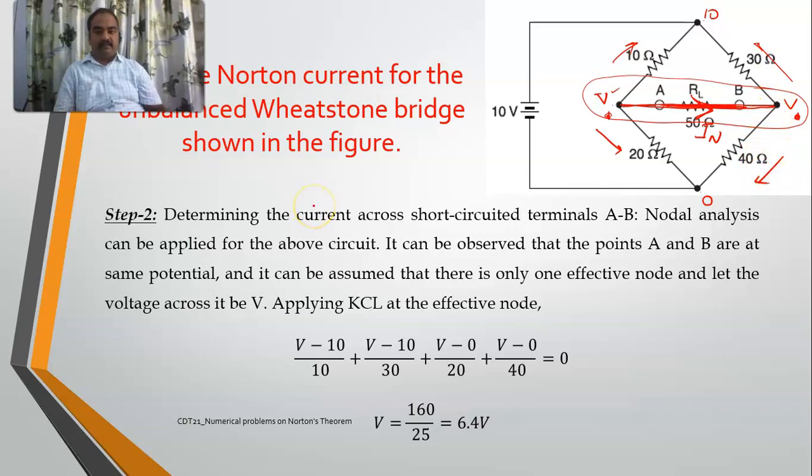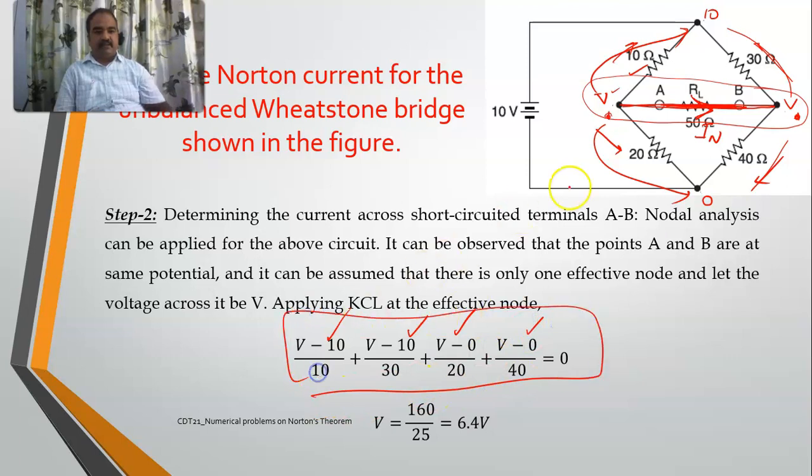So when I start applying KCL at this effective node, see what the paths are. Path 1, (V minus 10) by 10, plus (V minus 0) by 20, plus (V minus 10) by 30, plus (V minus 0) by 40. So this is your combined equation at this particular short circuited node. If I solve this one, I'll get the value of V equal to 160 by 25, that is equal to 6.4 volts. So this particular point is at 6.4 volts.